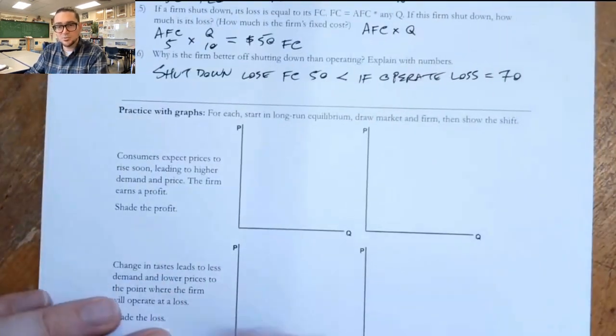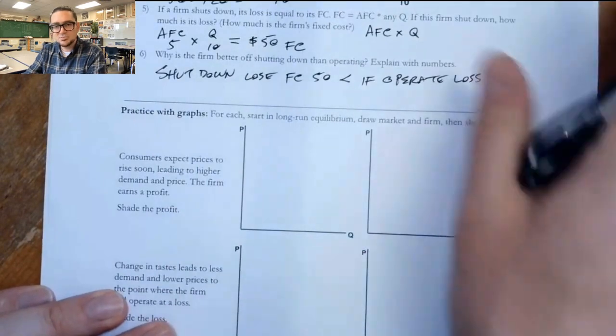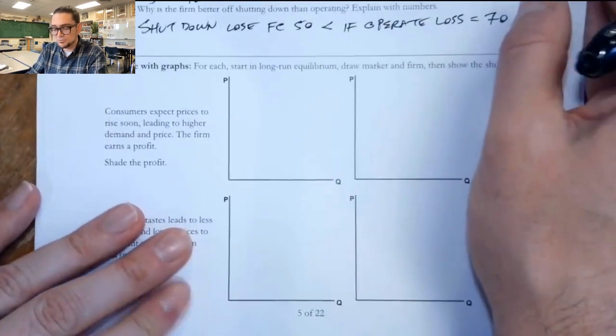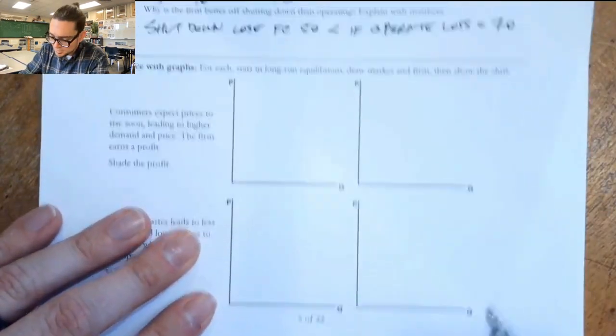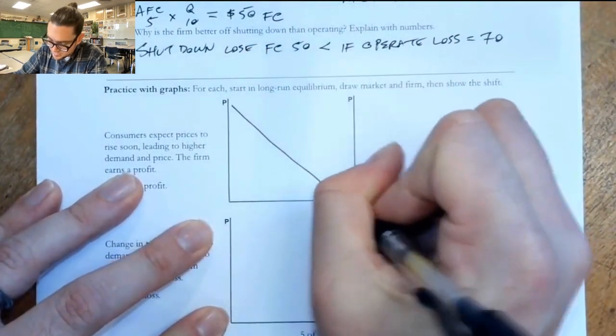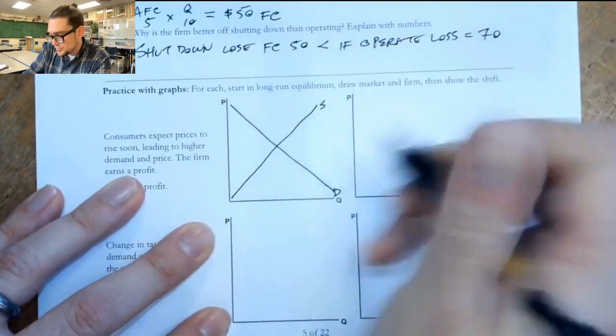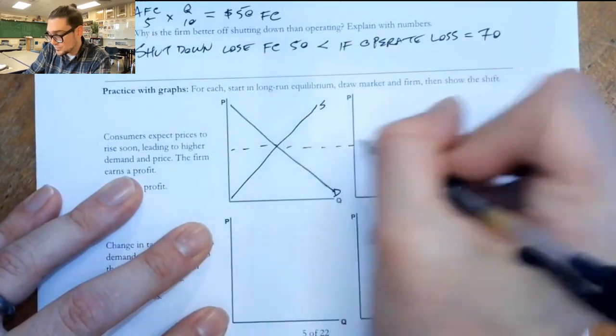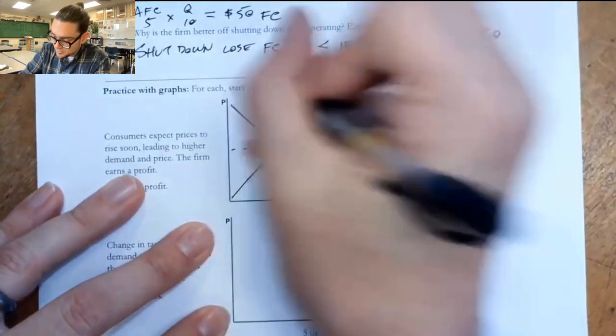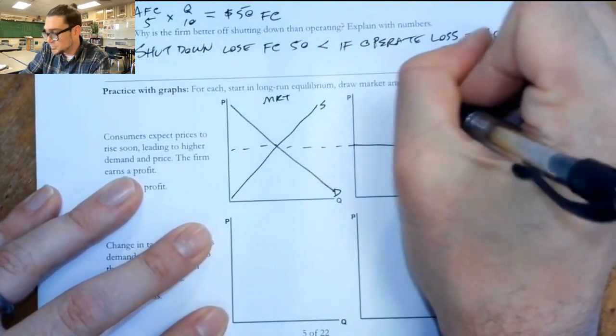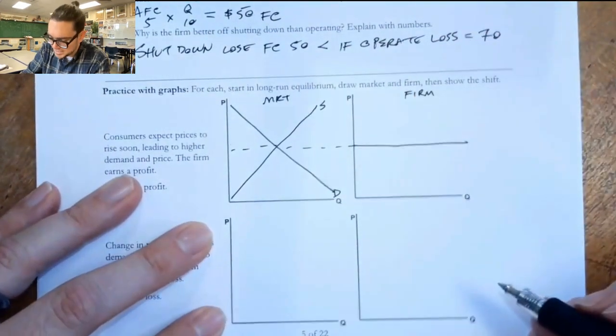So we're going to start with equilibrium and then show a shift. Again, it's really just practice with the graphs that we drew in the last video. So first part is going to be the market, demand, and supply. If you remember the doot-doots from last video, market, firm. It's always good to label which one's the market and the firm, just in case.